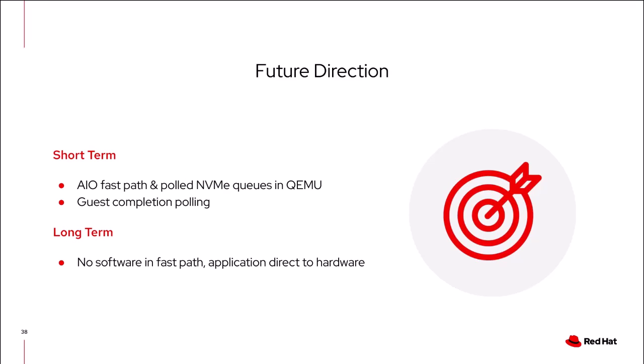Finally, the future direction. In the short term, it's time to get these prototypes into a polished state and get them upstream. That will allow us to reach the performance that I've shown you here on these slides. And in the longer term, I think what's clear is that PCI device assignment gives this bare metal performance, so it's important to find more ways to pass through devices, because when the hypervisor is not involved, when there's no software path, that's how we get the best performance.